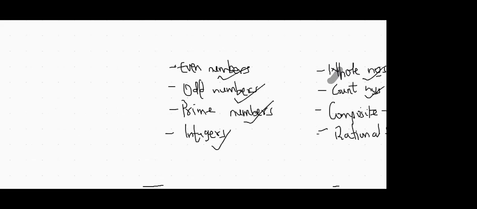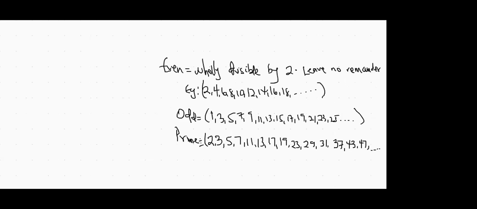And because the syllabus is saying that we should have a fair idea about these numbers, we went ahead to look at what these numbers are. So we began with even numbers. And we mentioned that even numbers are numbers that when you divide by 2, leave no remainder.